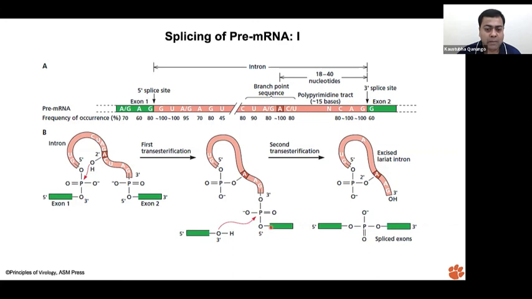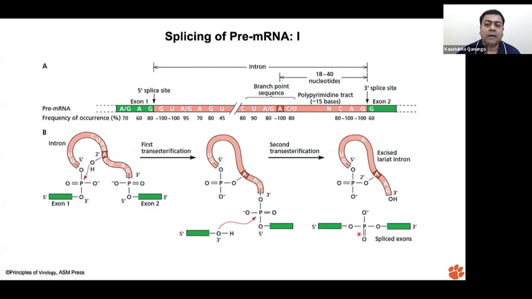It's the 5' end of the exon, but this is the 3' splice site. Just remember that. So this is the 5' splice site, and this is the 3' splice site. Once this attacks this phosphate, it will again be transesterified, and by that process, this lariat-like structure is excised out, and exon 1 and exon 2 are now joined by the phosphodiester bond.